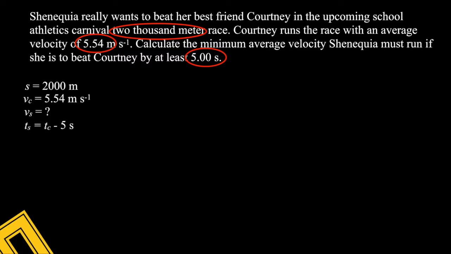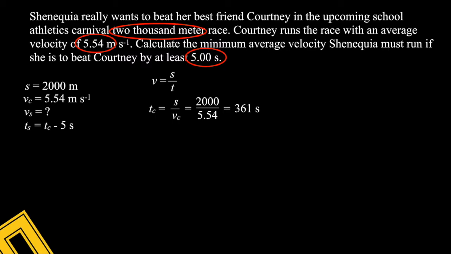You can see the first thing I've done here is I've said the time for Shaniqua must be equal to Courtney's time minus 5 seconds. So quite clearly the first thing I'm going to need to do is find the time that it takes Courtney to do this race. So I'm just going to rearrange the speed formula, and you can see I've got 2,000 over her speed of 5.5 meters per second. And that gives me a total time of 361 seconds.